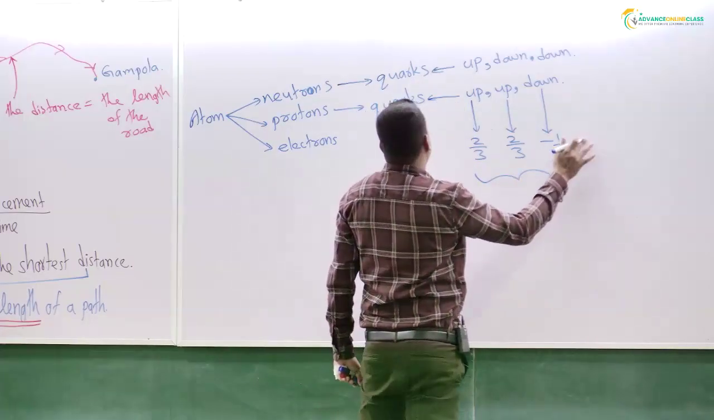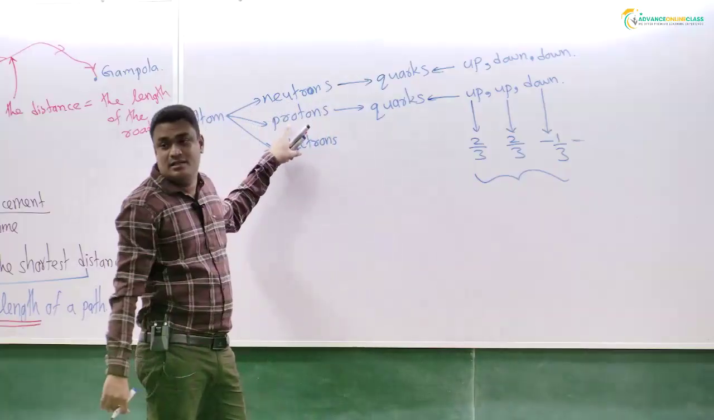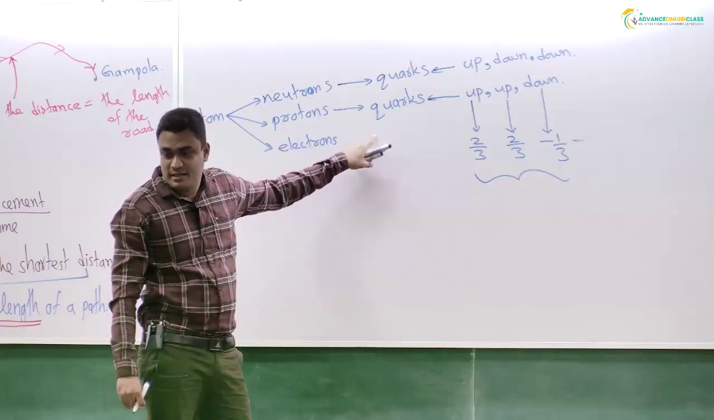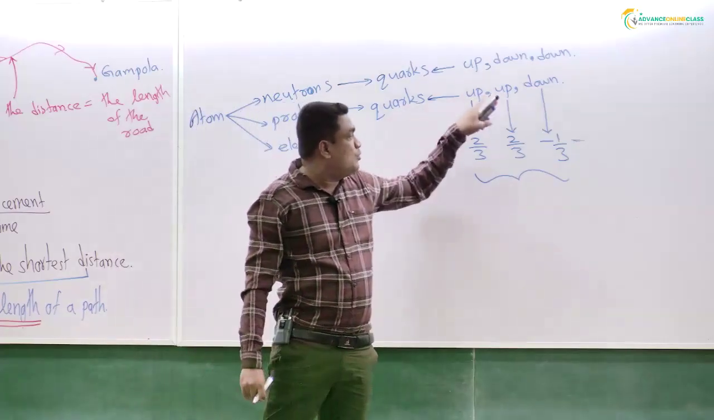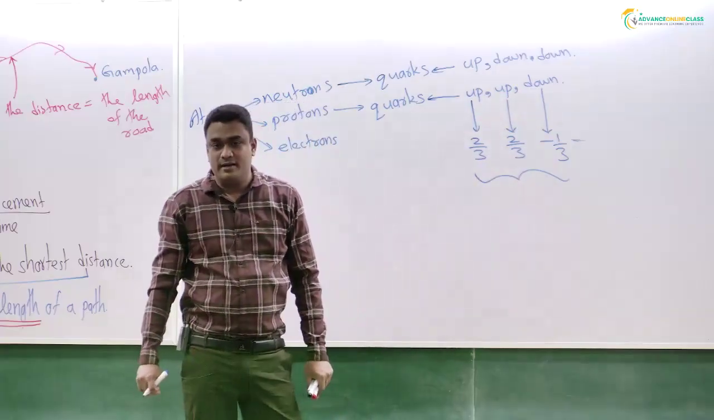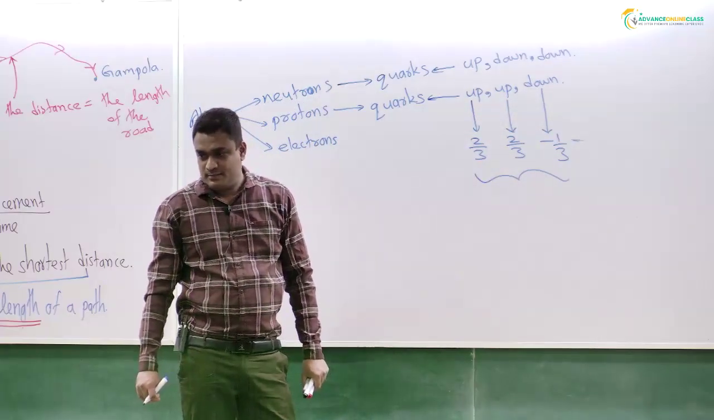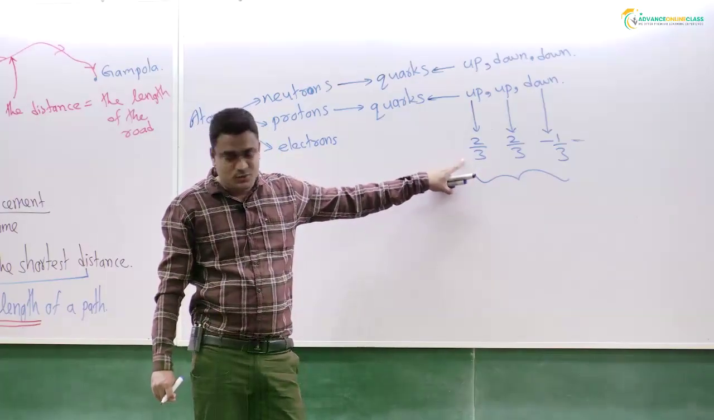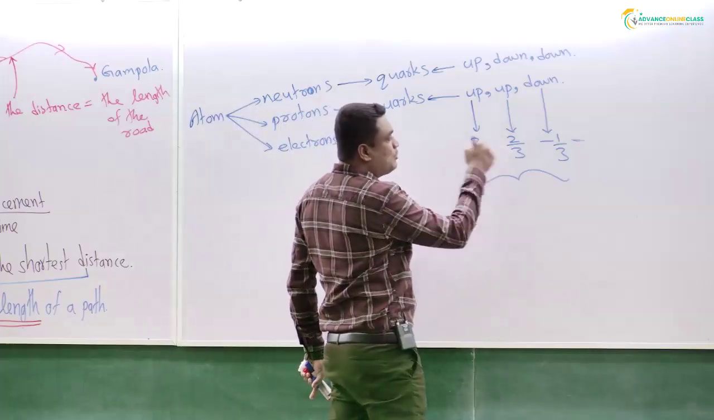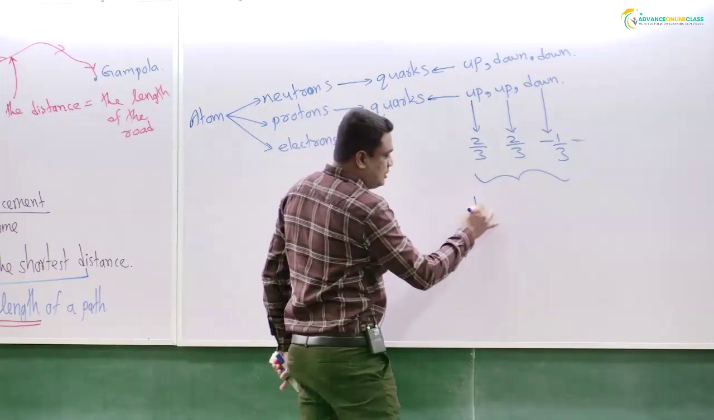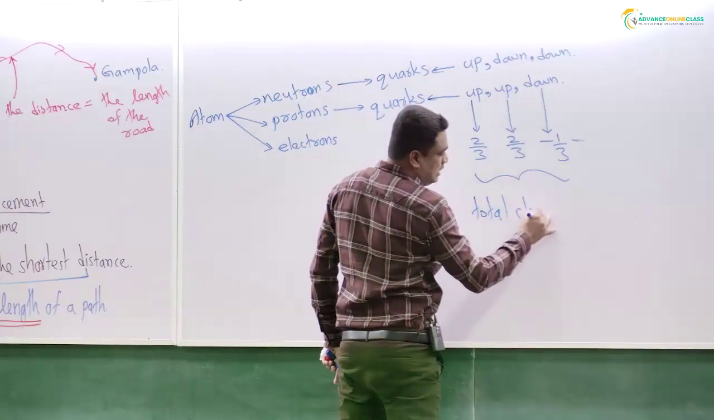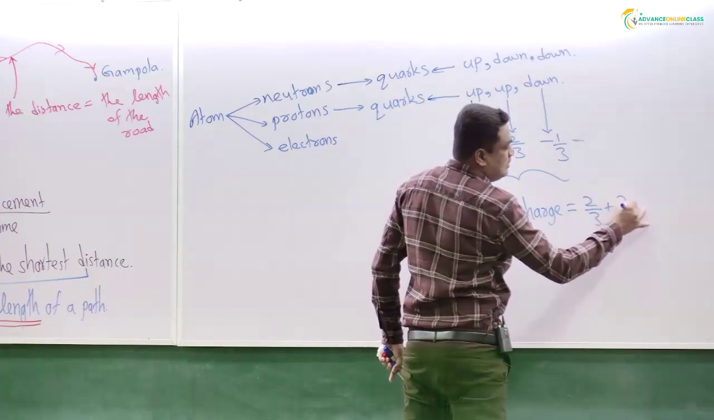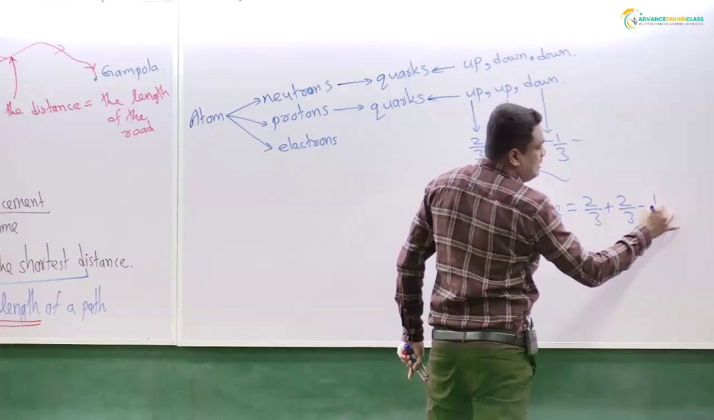So then what is the total charge of a proton? A proton is made of three quarks. What are the three quarks, dear? Two up quarks and one down quark. Right? Then what's the charge of an up quark? 2/3. Then what's the total charge, dear? Total charge is equal to 2 over 3 plus 2 over 3 minus 1 over 3.